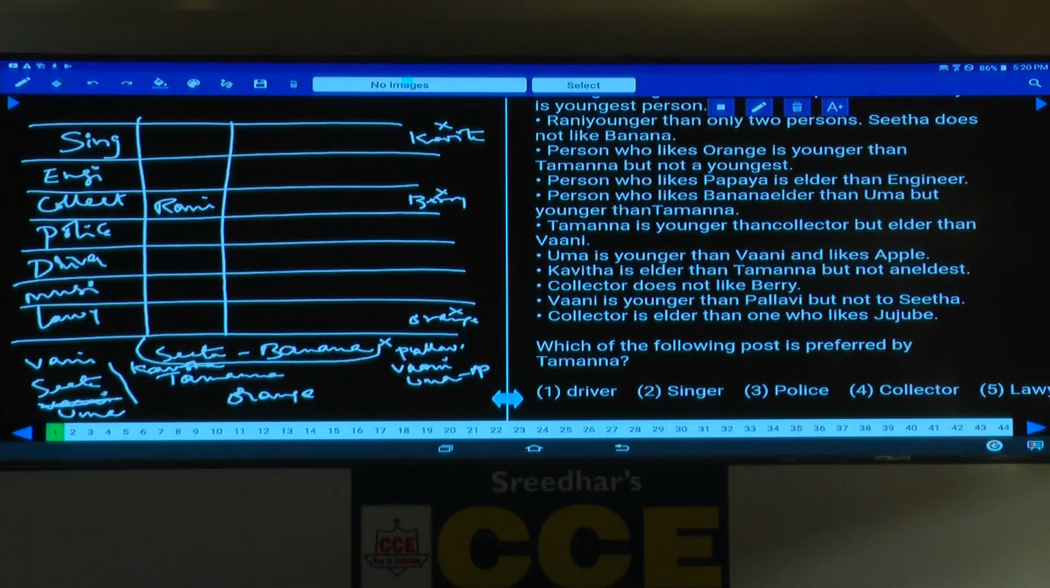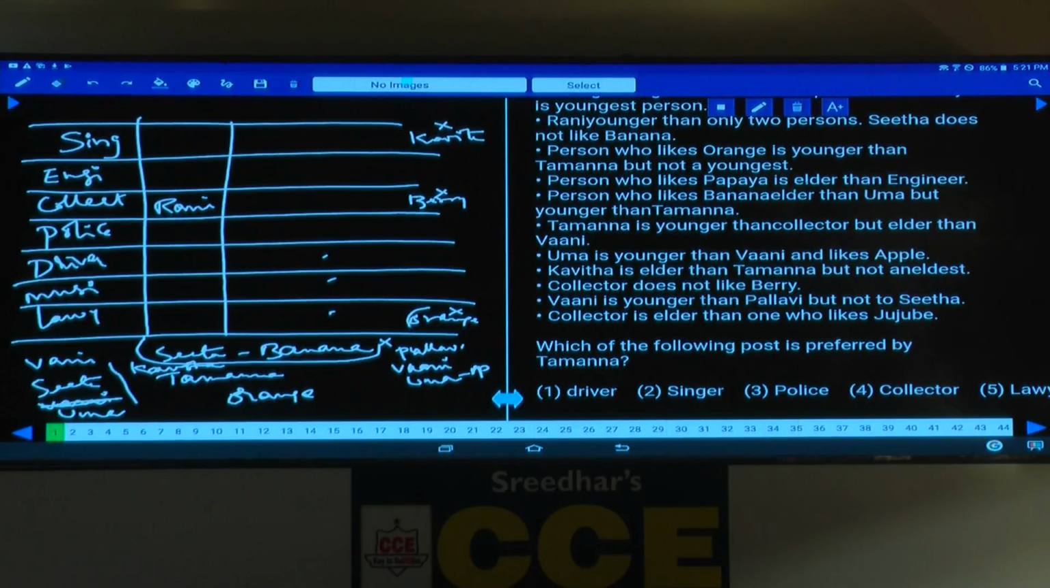Then what is the possibility here? Where can you take this Vani? Now Vani, Sita, and Uma, if you take them in this one, this is one possibility. And the person who likes orange is younger than Tamanna. And orange cannot be here.